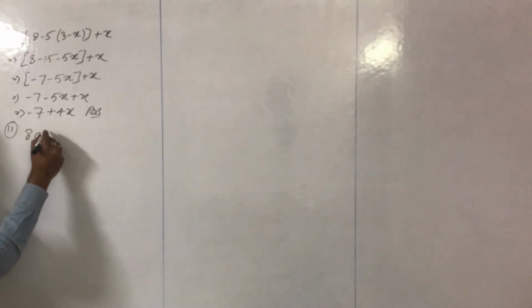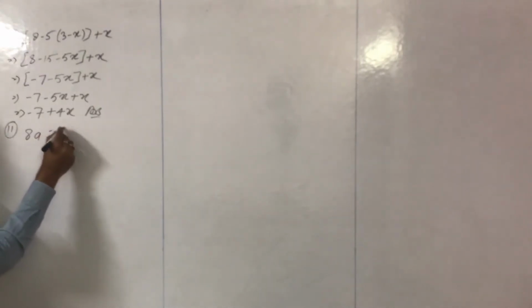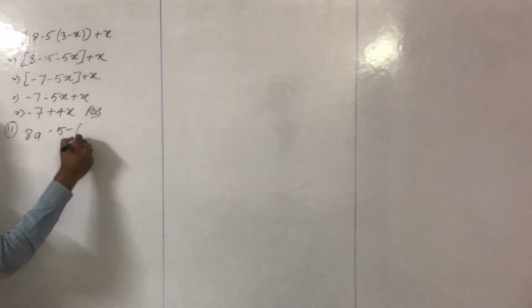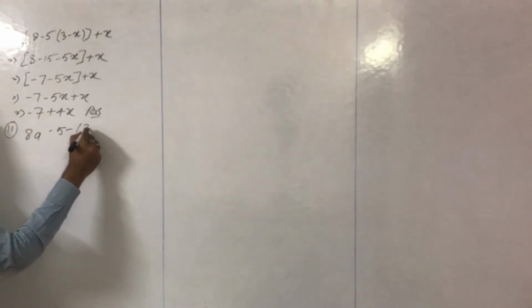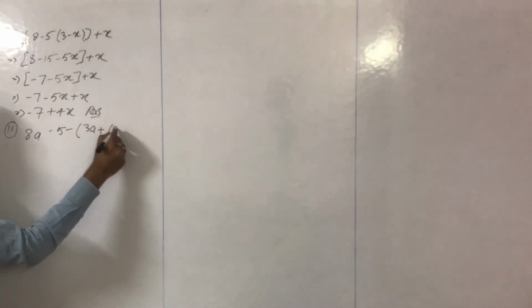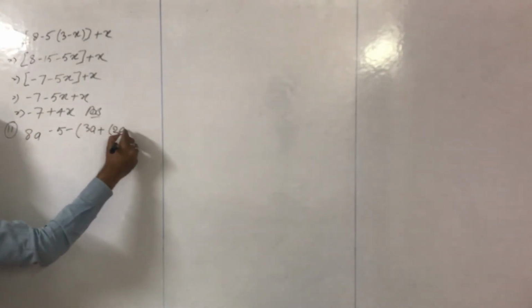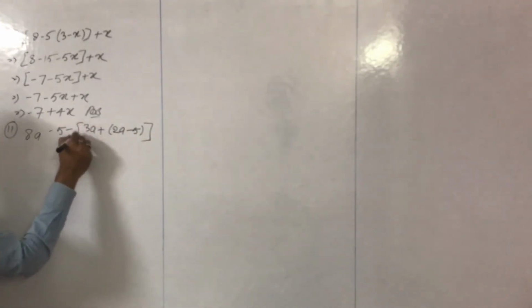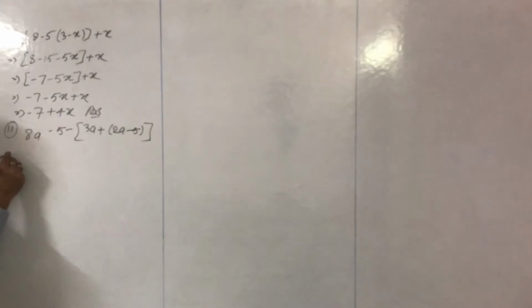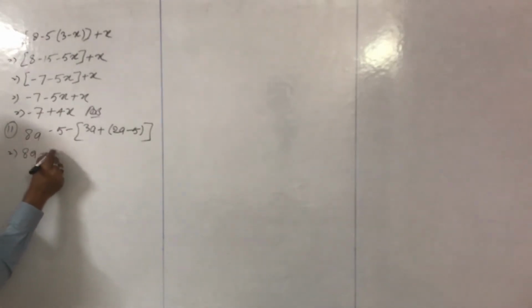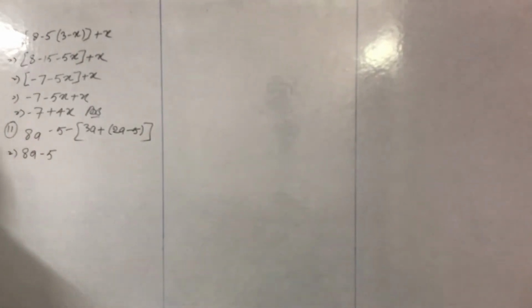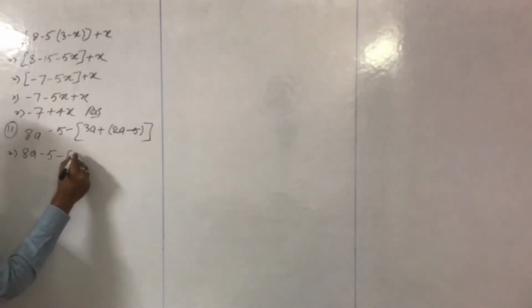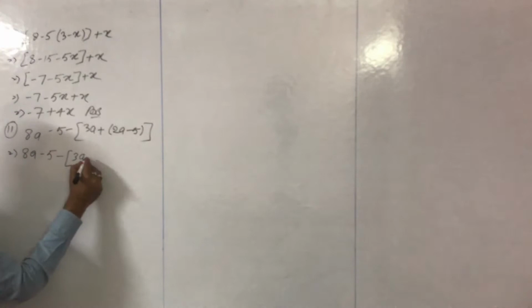Then 11th statement, 8a minus 5 minus in bracket 3a plus, again a bracket, 2a minus 5, bracket closed and bracket closed. Okay, so 8a minus 5. After 5 we have a negative sign, right? So we'll solve this bracket first.